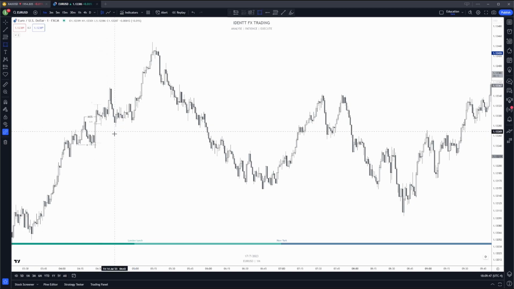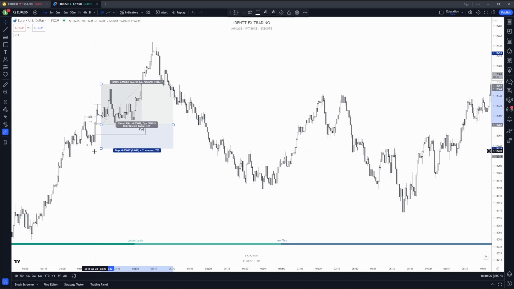So what we will do in this case is we will enter off of the FVG that we have right here. As we can see right here, there is a fair value gap. So we set our long order on that fair value gap. We cover the low of that candle right there because the previous candle's low is higher.